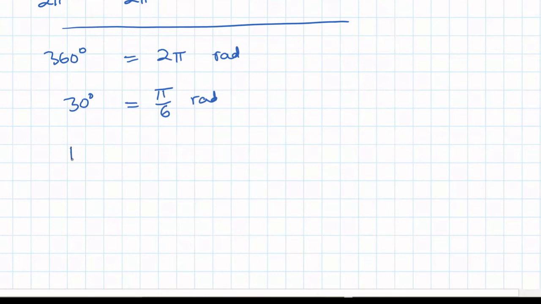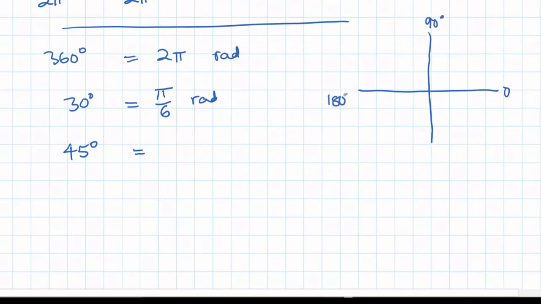Right? And if I'm trying to find 45 degrees, how many radians? So some things that you study as special angles, those you have to remember. So this is 0, 90, 180, 270, right? And this is 30, 60, 45, right? And 45 is half of that. 30 is a third of that. 60 is 2/3 of that.